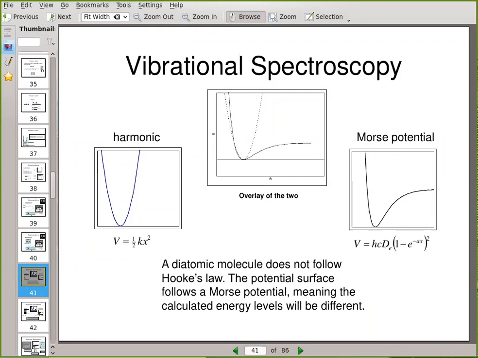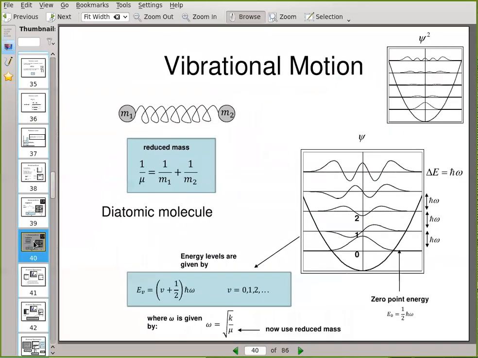I've got a question that's come through to me, and so before I go on, I want to just address it. It says, how does a vibrational motion depend on the reduced mass of the molecules? Okay, so I'm not going to go deeply into it, but if you've got a single mass, that's easy because it's only one thing moving.